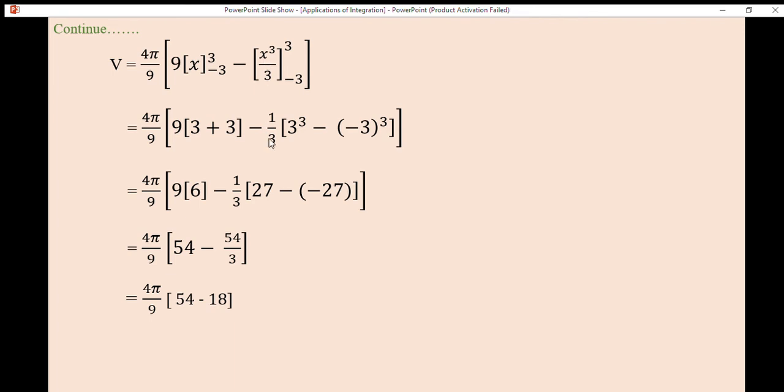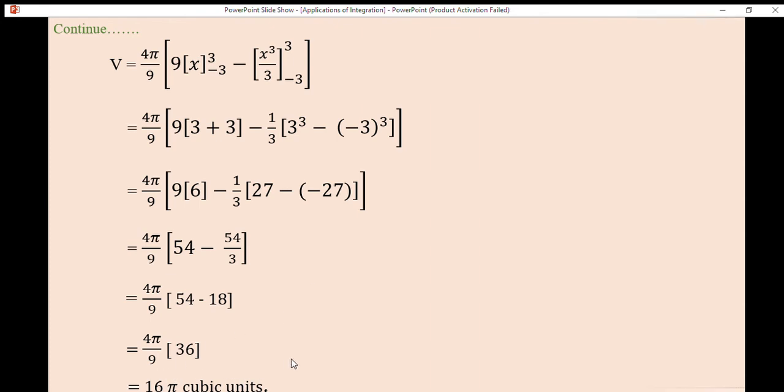Minus 1 by 3 will come out again, as it is a constant. Apply limits on the variable part: so 3 cube for the upper limit, minus the lower limit, minus 3 cube. Simplified further, you'll get your answer as 16 pi cubic units.